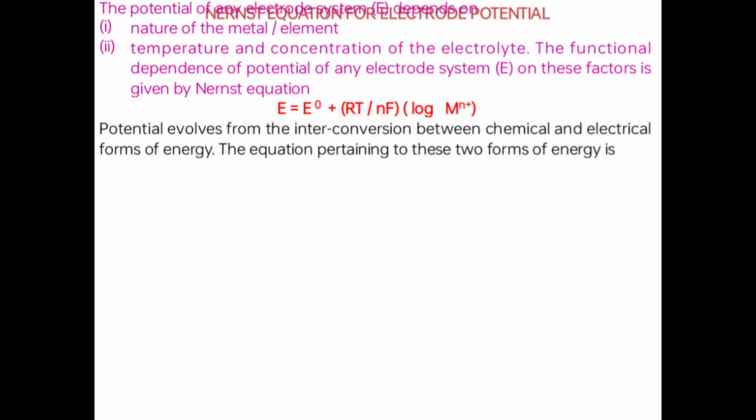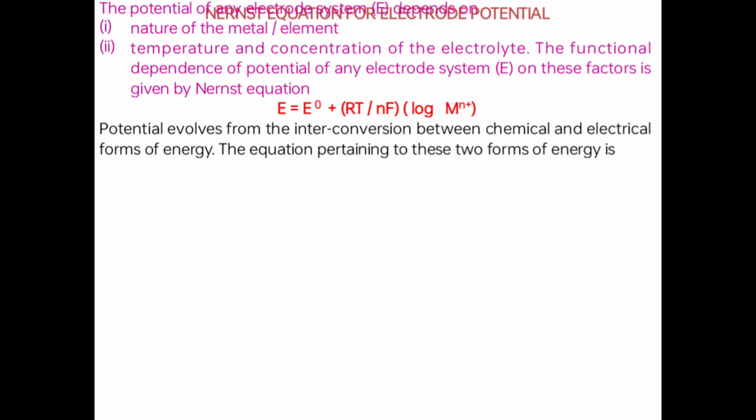Nernst equation for electrode potential. The potential depends on the nature of the metal or element, temperature and the concentration of the electrolyte. The functional dependence of potential of any electrode system on these factors is given by the Nernst equation: E is equal to E naught plus RT by nF log Mn+.